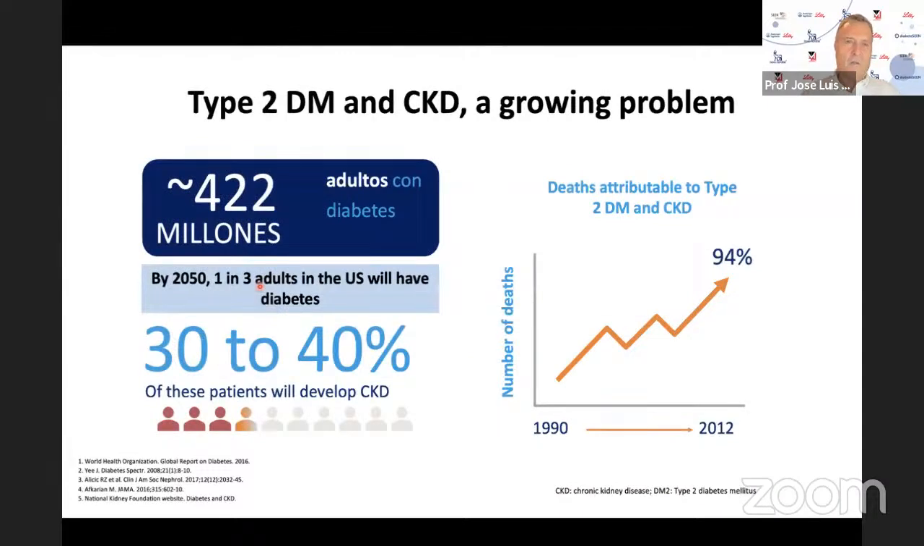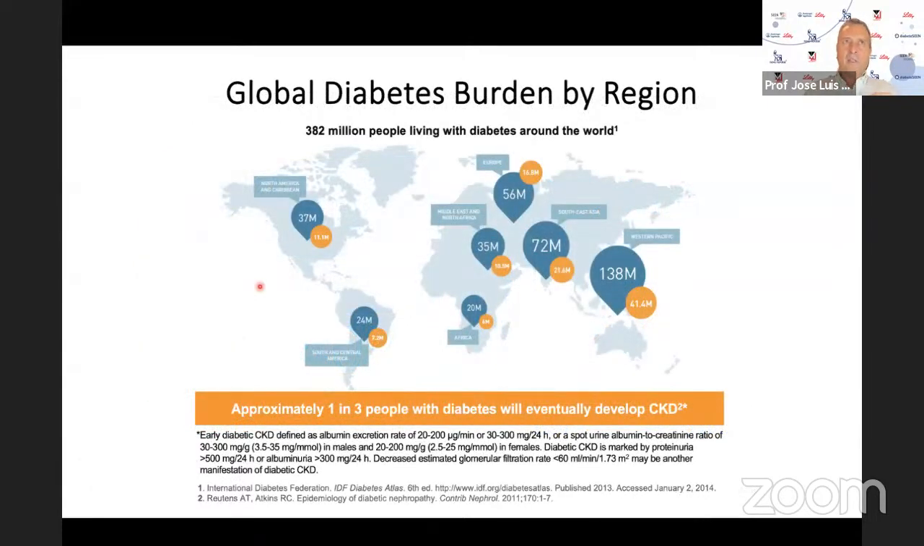In the next slide, all of you know this slide, because type 2 diabetes is a growing problem affecting 30-40% of the 400 million diabetes patients in the world. But more important than that is a map of the diabetes burden around the world, according to the latest edition of the International Diabetes Federation Atlas. It's important to point out that the Western Pacific and South Asia region contains the largest population of people with diabetes.